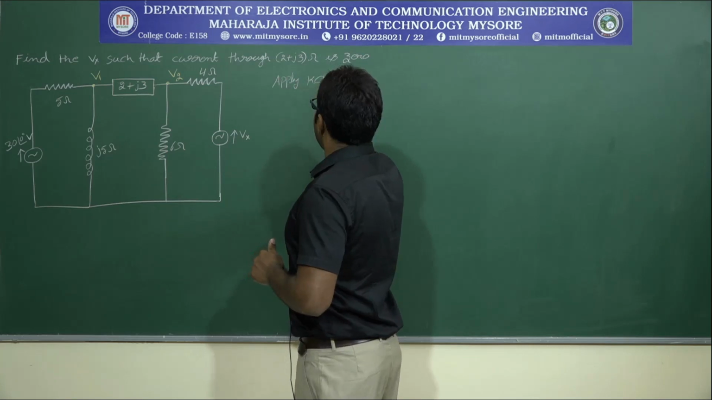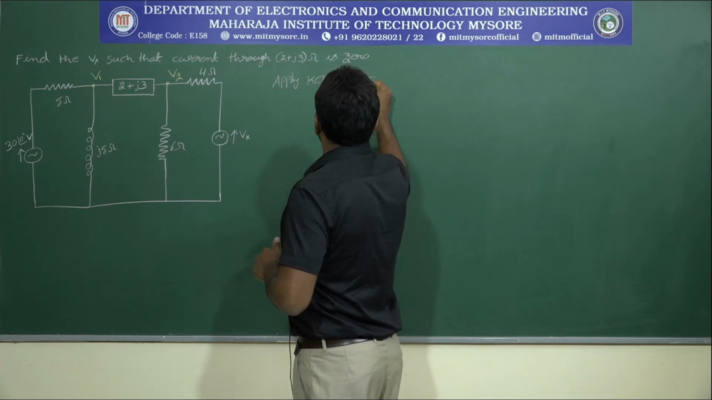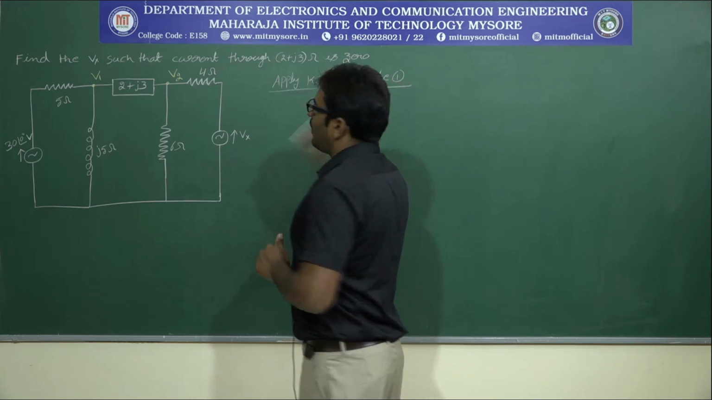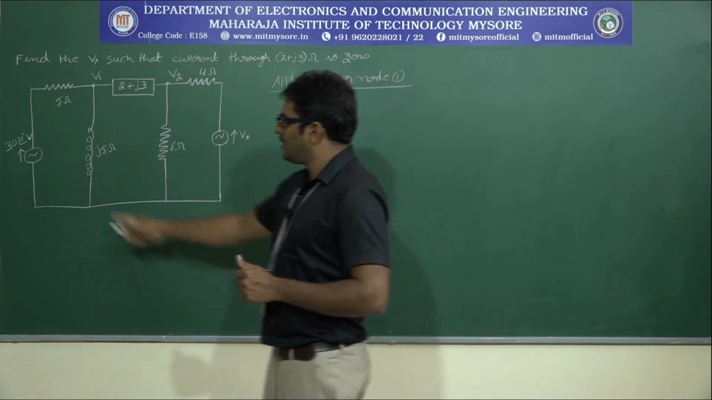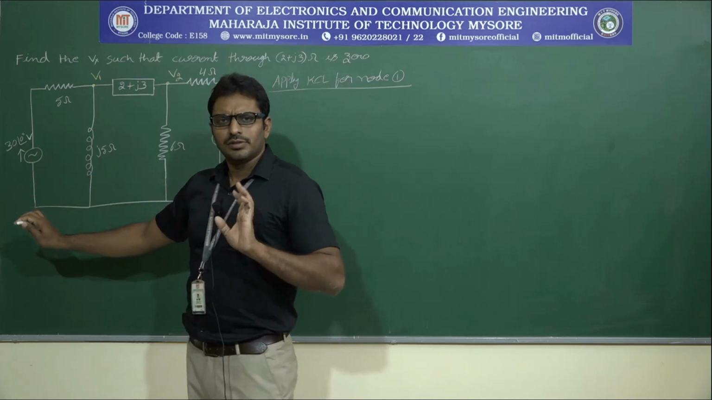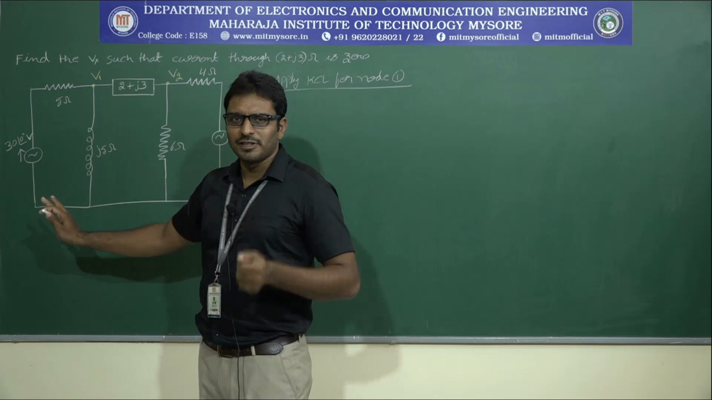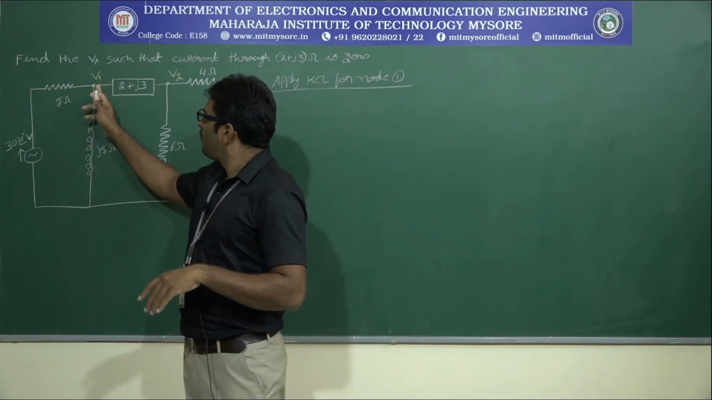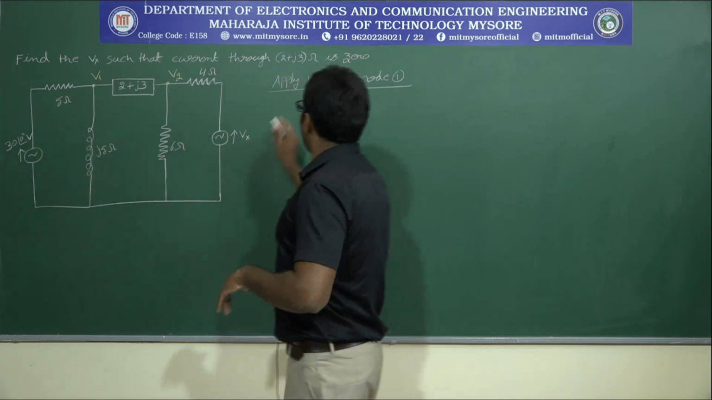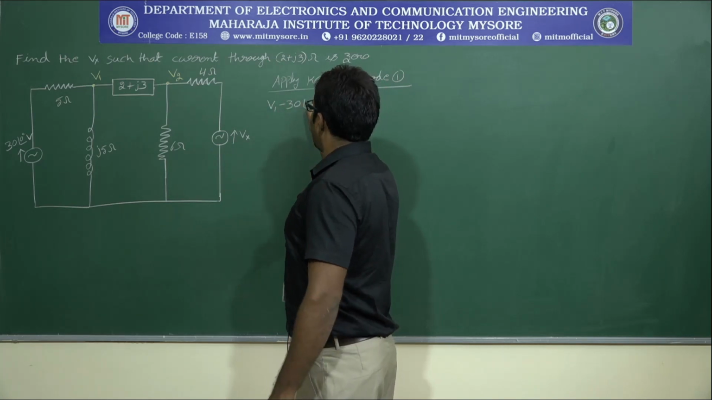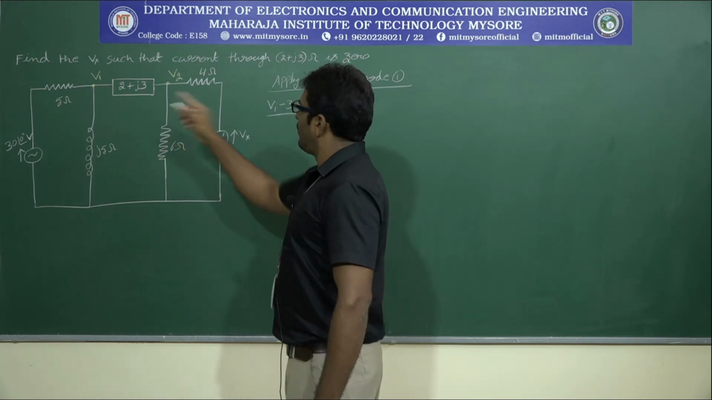Apply KCL for node 1. See, this is the voltage source. There is no polarity for AC, but even though we can consider a reference polarity, not a problem. V1 minus 30 at an angle 0, divided by 5.